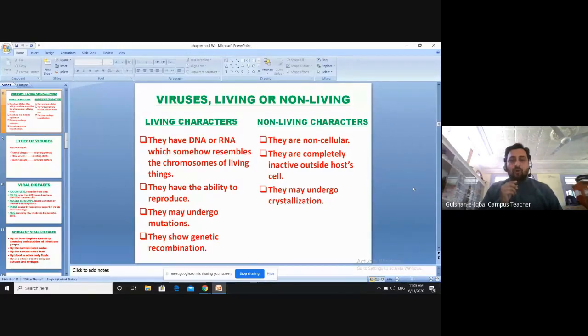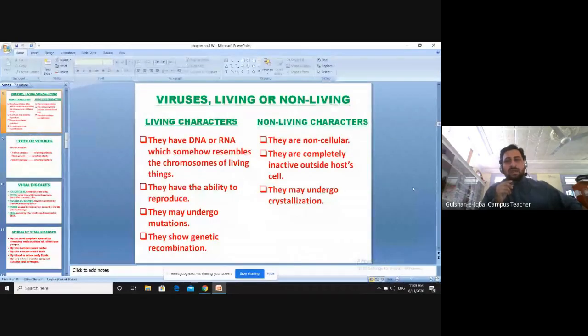Okay, so these are the four properties on the basis of which we can say that viruses are living things. On the other hand, the non-living characteristics of the viruses are, number one, they are non-cellular. How do we define a cell? A cell is the basic unit of structure and function of living things. It means that any living organism present in this world must have cells. But viruses do not have cells. They are particles. They are not made up of cells.